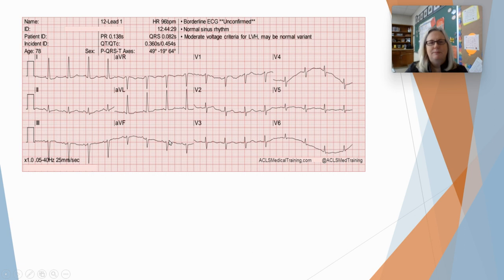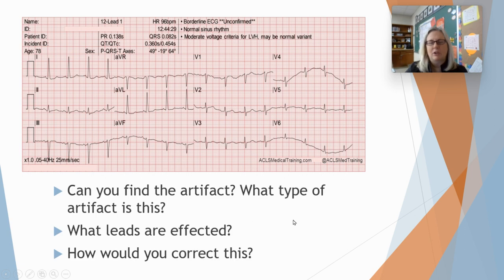All right, this one. Can you find this artifact? Which leads are affected and how do you correct this one? Take a minute and look at it. We want our EKGs to be nice and flat and straight, right? So you see some that aren't flat and straight, like this one right here. It's wonky. And this one down here also.